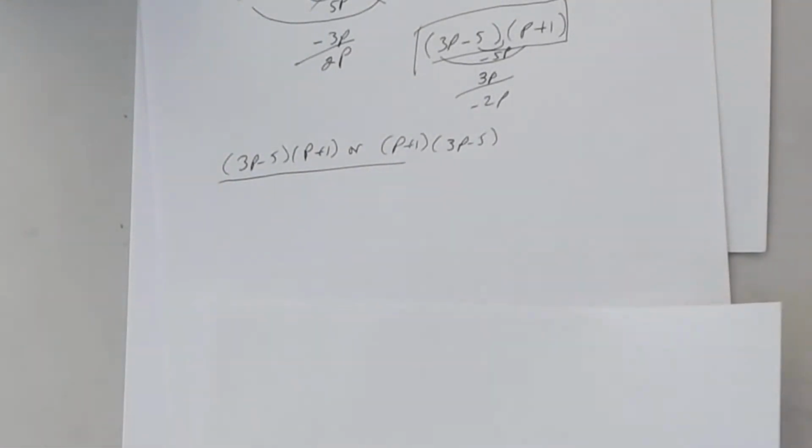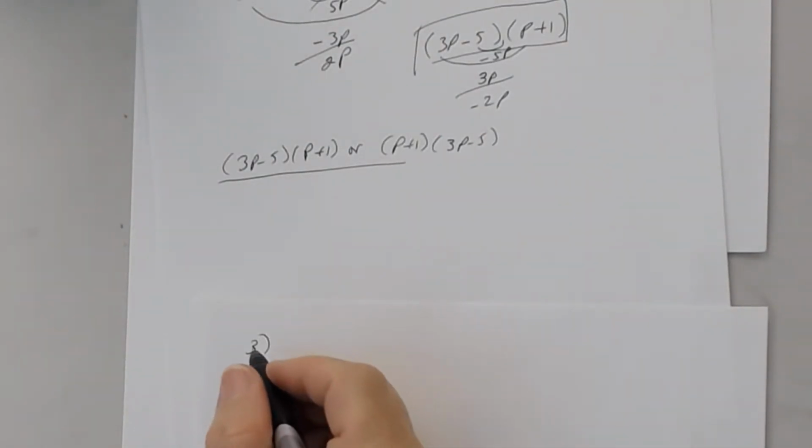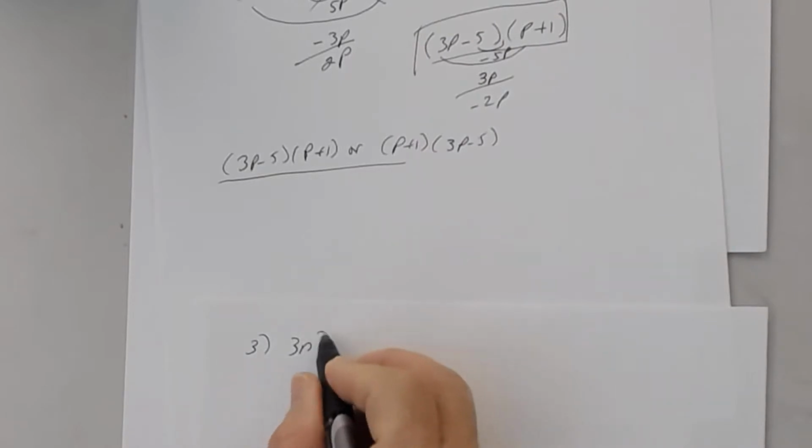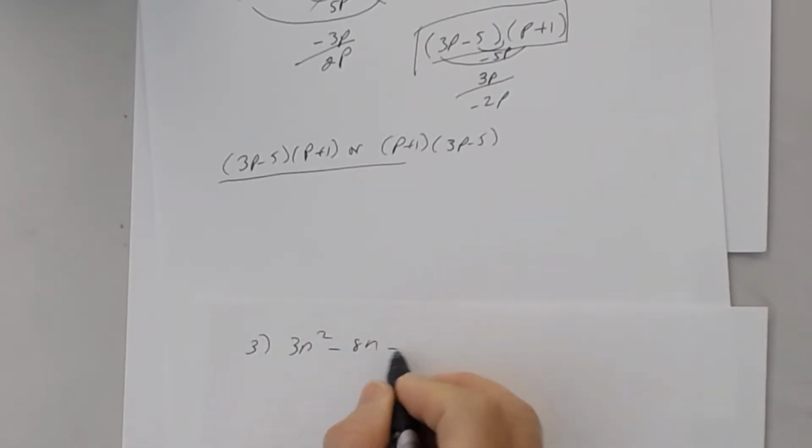Okay? All right, number 3. Suppose you had 3n squared minus 8n plus 4. That's not the easy kind because n squared does not have a coefficient of 1, but 3 is prime, so that is somewhat okay. But 4 is not prime. All right, so we're going to talk about that.